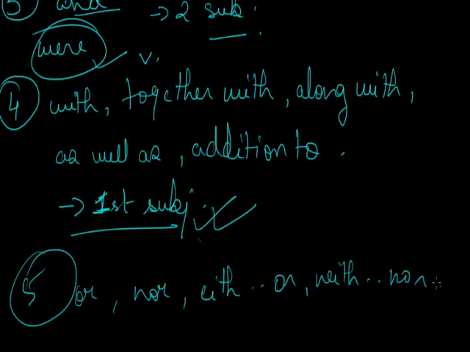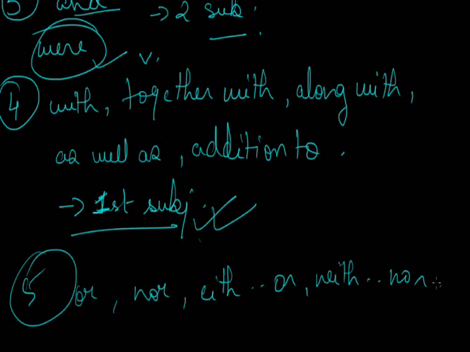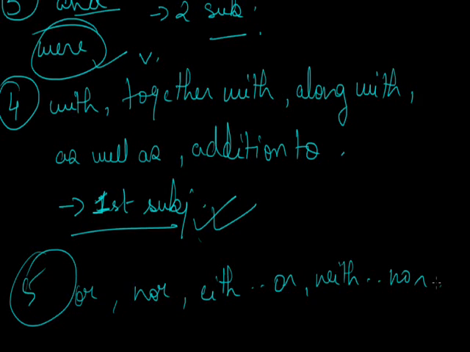Not only, but also: the verb agrees with the nearer part of the subject. Now, no need to get confused between rule number 4 and 5, because it's very clear in rule number 4 that whenever you use with, together with, along with, as well as, or in addition to, the verb agrees with the first subject. Now, coming to rule number 5, if you use or, nor, either...or, neither...nor, or not only...but also, the verb agrees with the nearest one.